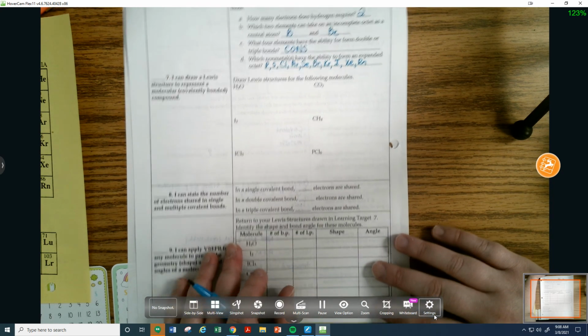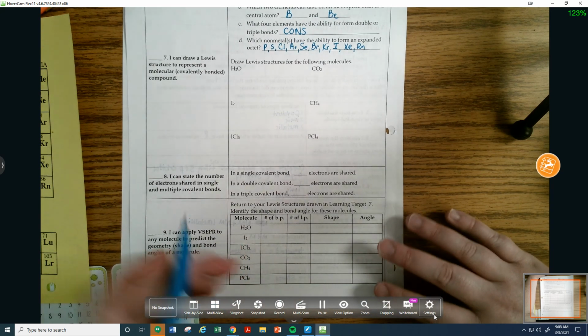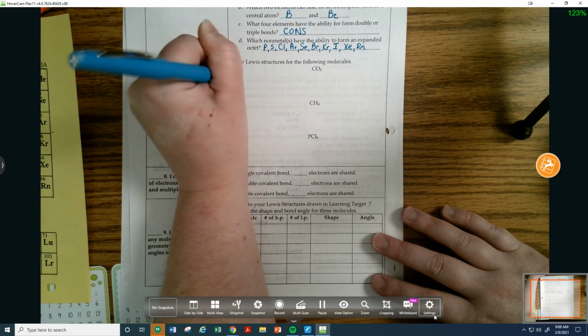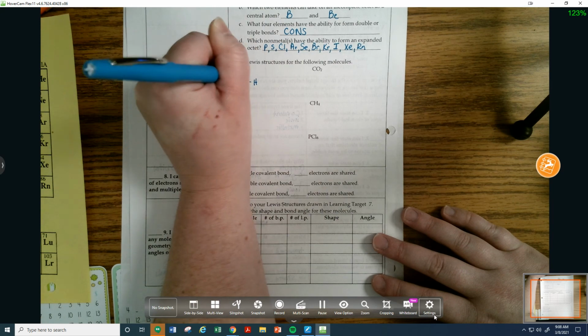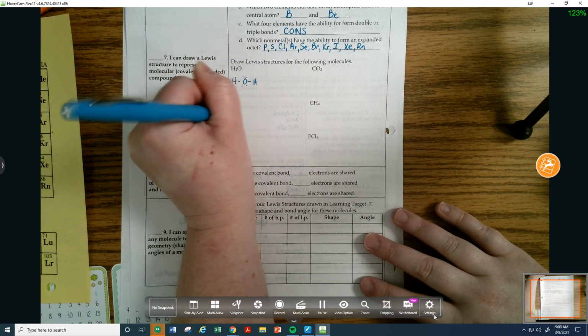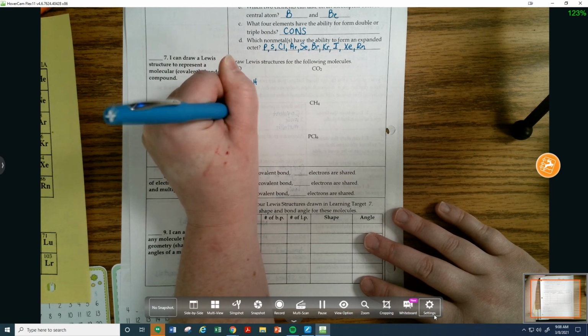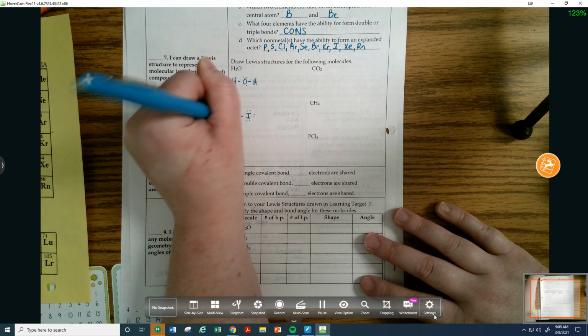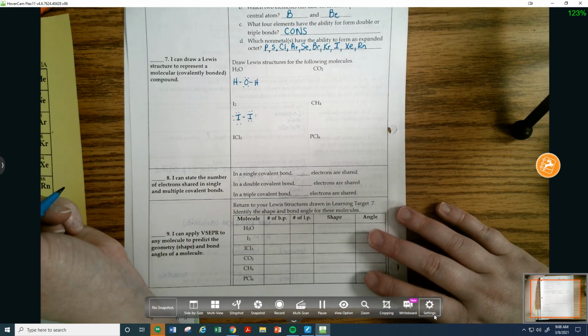So then from here, you're drawing out the Lewis structure. Water has 8 valence electrons, so H bonded to O, bonded to an H, with lone pairs on the oxygen. I2 has 14 electrons. You have enough to complete your octets, and that's your Lewis structure for I2.